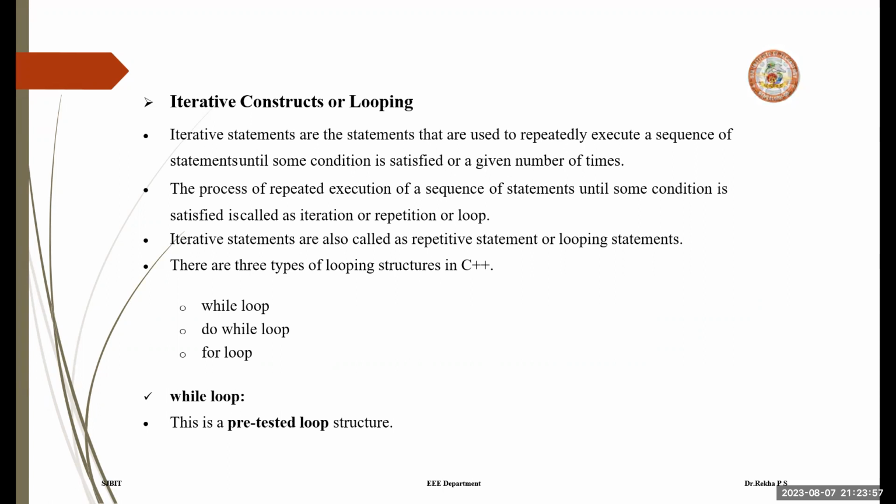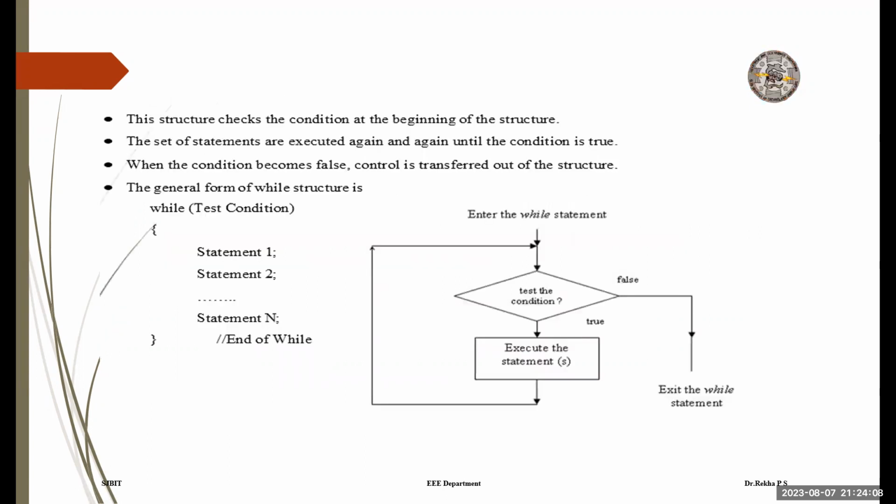There are three types of looping structures. One is the while loop, the second is the do while loop, and the third is the for loop. So what is this while loop? It is also called a pre-tested loop structure. This structure checks the condition at the beginning. The set of statements are executed again and again until the condition is true. When the condition becomes false, control is transferred out of the structure.